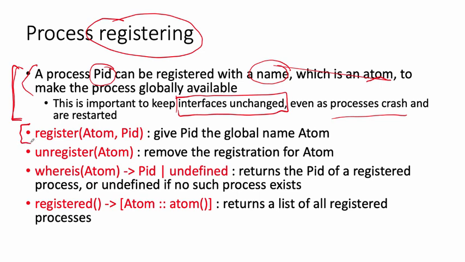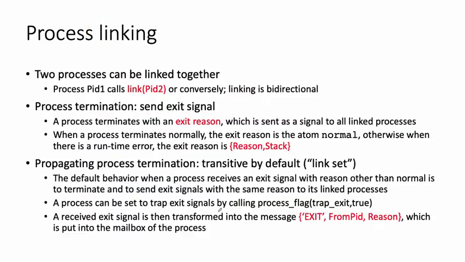There are several operations. Register gives the process ID the name atom. You can also unregister. You can also take an atom and find the process ID with whereis, and there is a function registered which can return a list of all the registered processes. Okay, so that's the first concept, process registering.